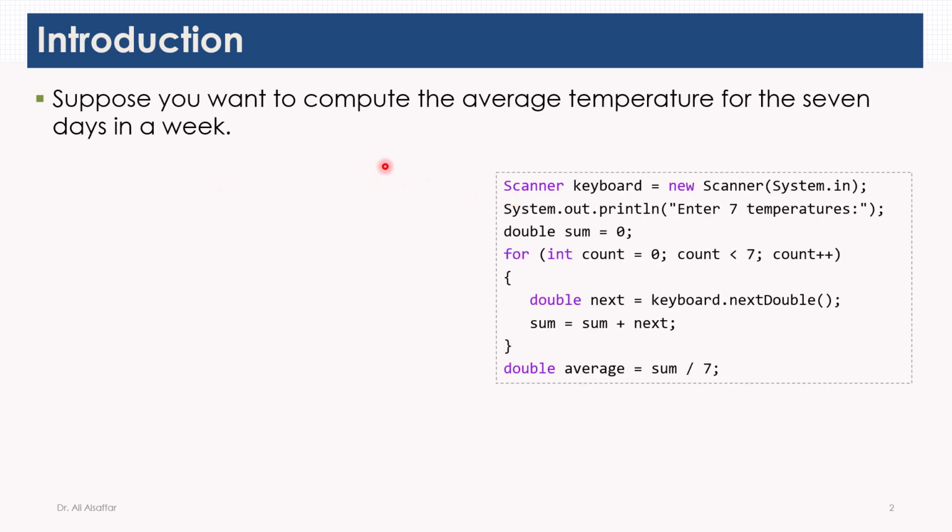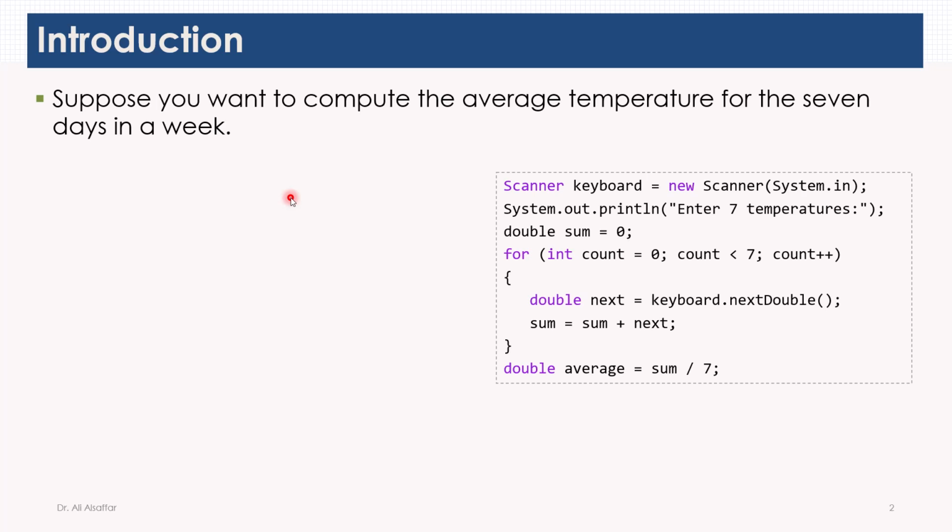This is the code that will compute the average temperature for the 7 days in a week. We are creating a scanner object. We're asking the user to enter 7 temperatures, and then we go into a loop that repeats 7 times, and inside the loop we are reading the 7 temperatures one at a time, and each time we add the temperature to a variable called sum. After we finish, we go outside the loop and we print the average, which is equal to sum over 7.